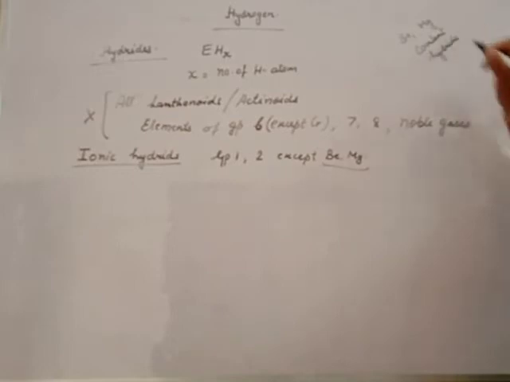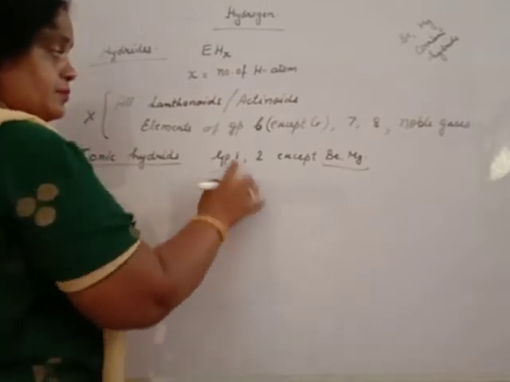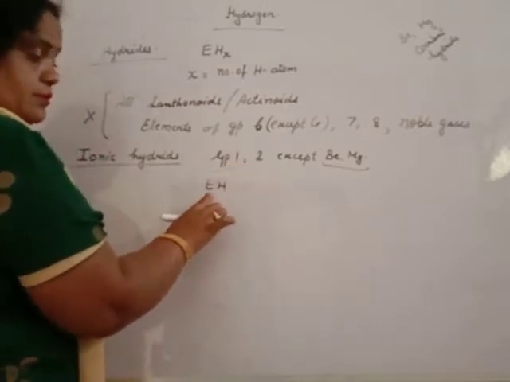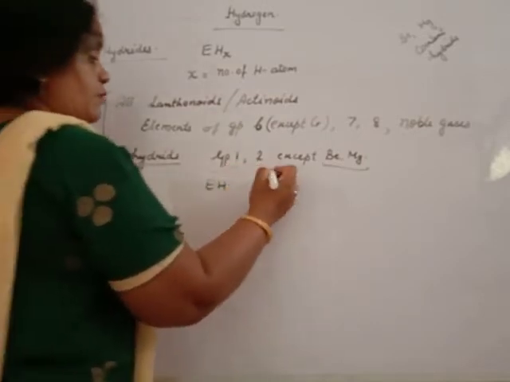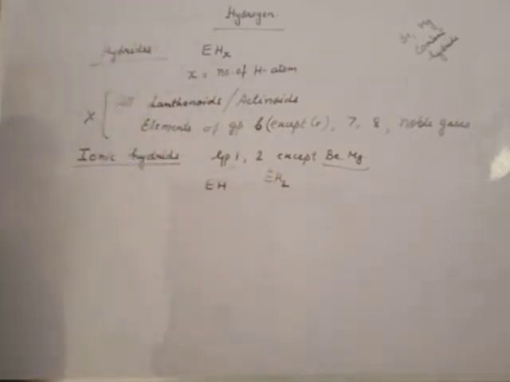They form covalent hydride. Ionic hydride is formed by group 1 and group 2 elements except beryllium and magnesium. Now the general formula: for group 1 it is EH, valency 1 and 1. For group 2 it is EH2. E is the element of group 1 and group 2.